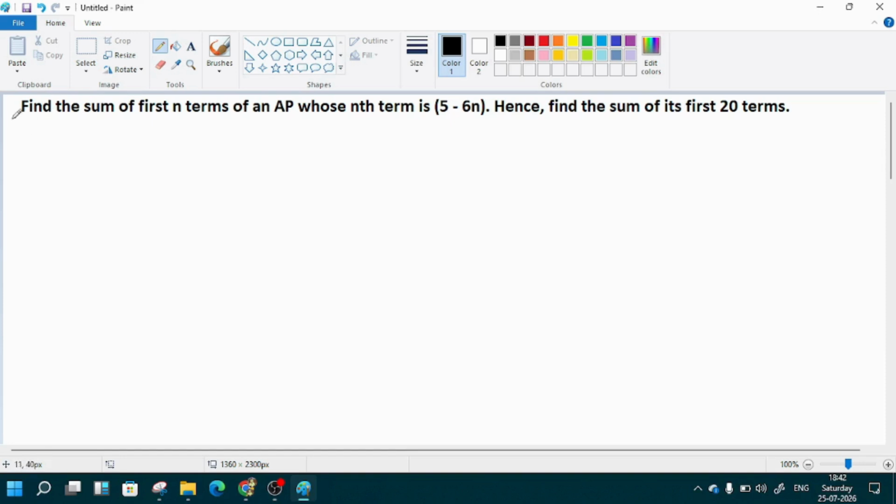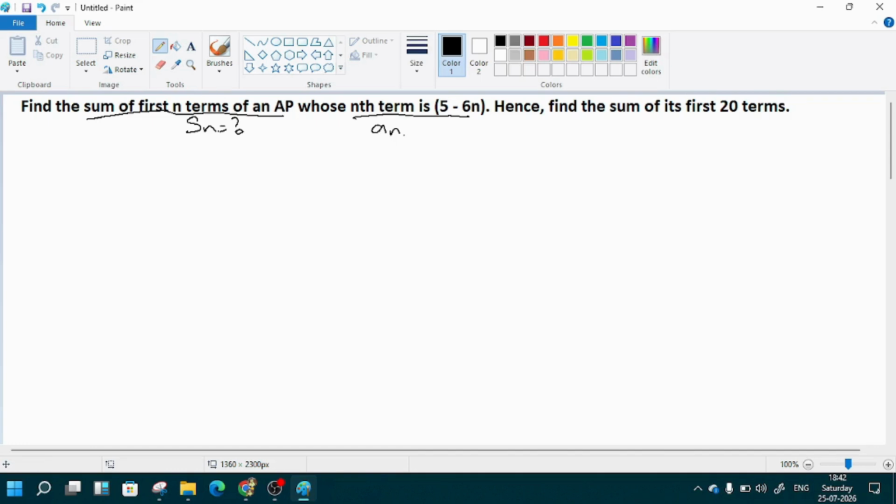So first we'll decode the question. Find the sum of first n terms. Here we are going to find the value of Sn, and the nth term value is given. So the sum of first n terms differs and the nth term differs. The sum of first n terms is the Sn value, which is what we need, and what they have given is the An value. Both differ, and hence find the sum of first 20 terms.